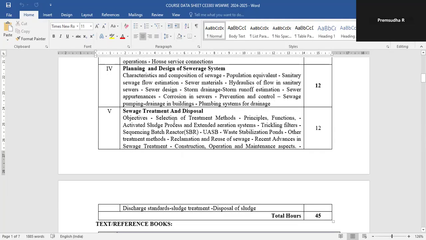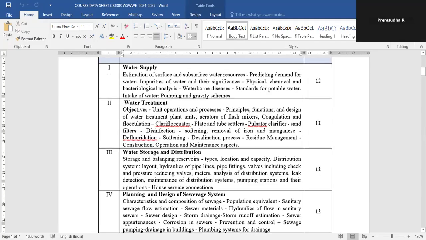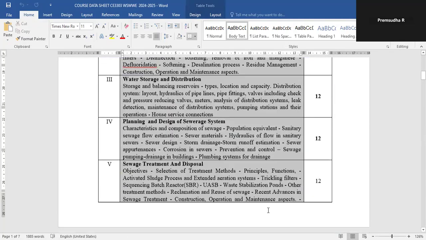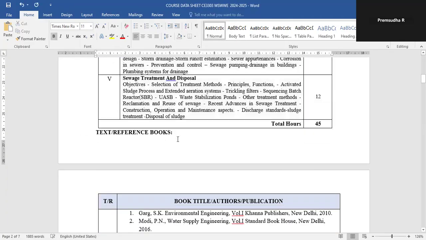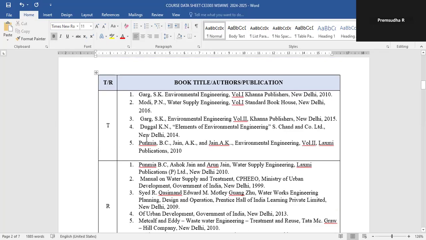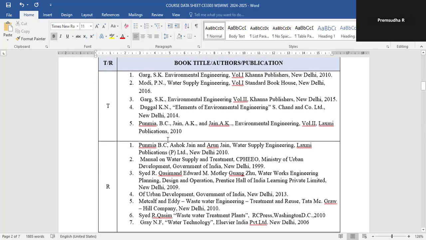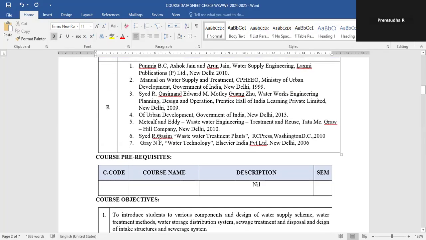That is your fifth unit. So this is water supply and wastewater engineering. Here we are going to see about water and wastewater engineering. These are all the textbooks. You can refer to the standard textbook by S.K. Garg, Santosh Kumar Garg, and Kunmaya, and these are the reference books.